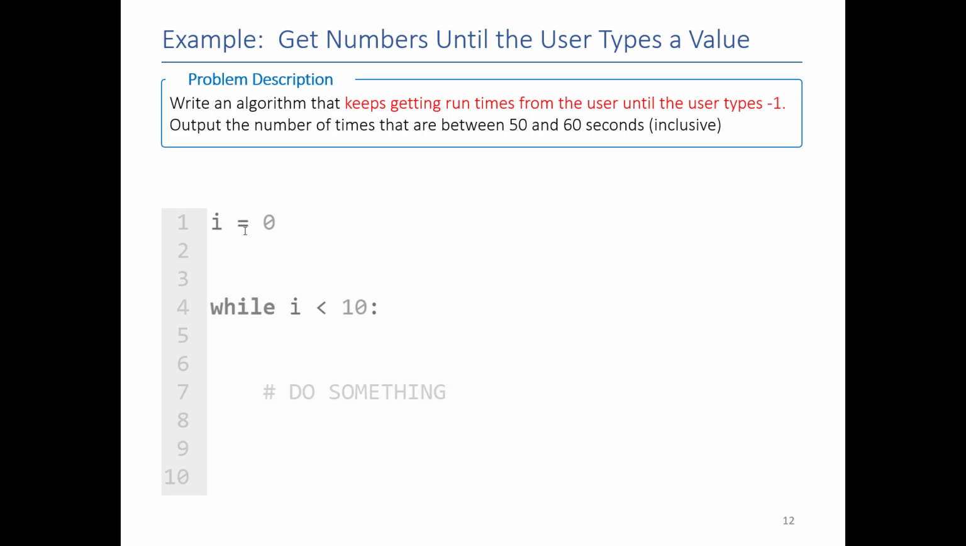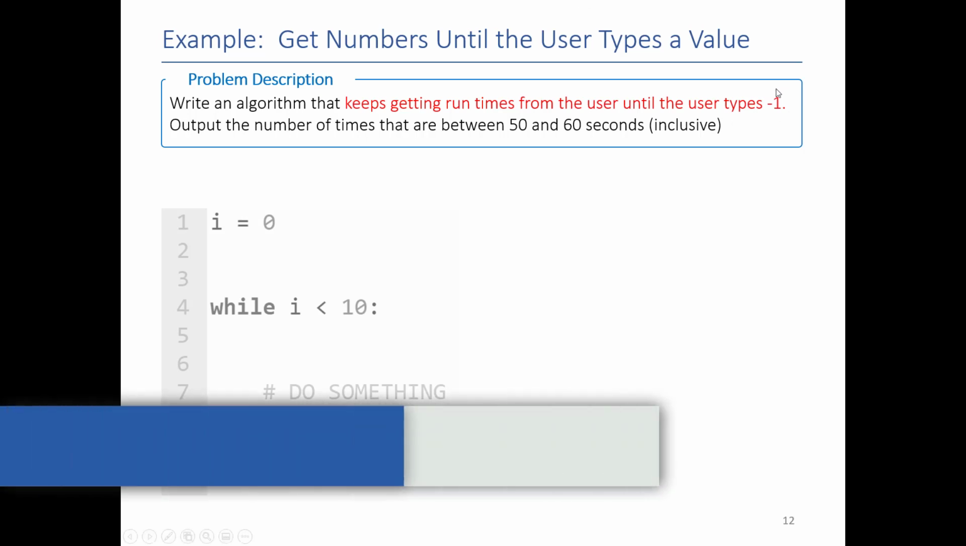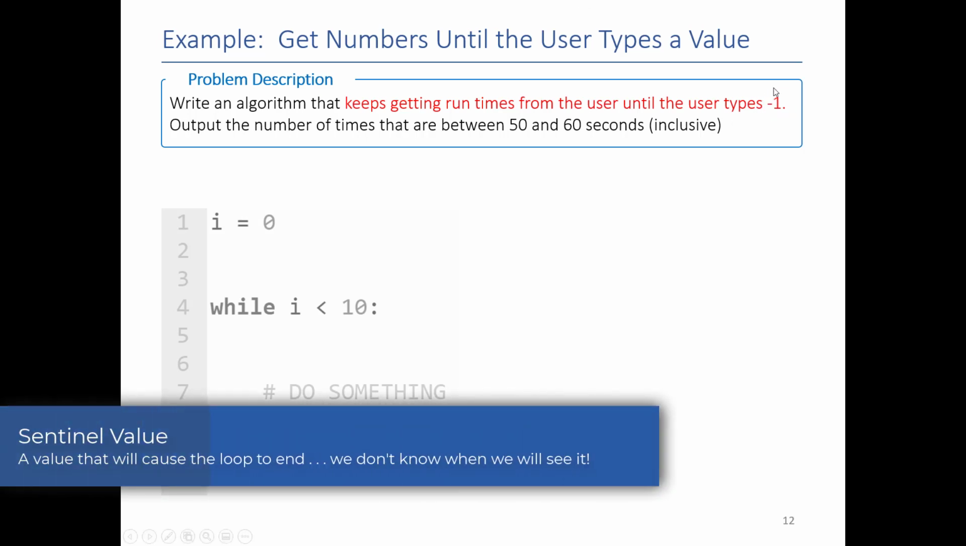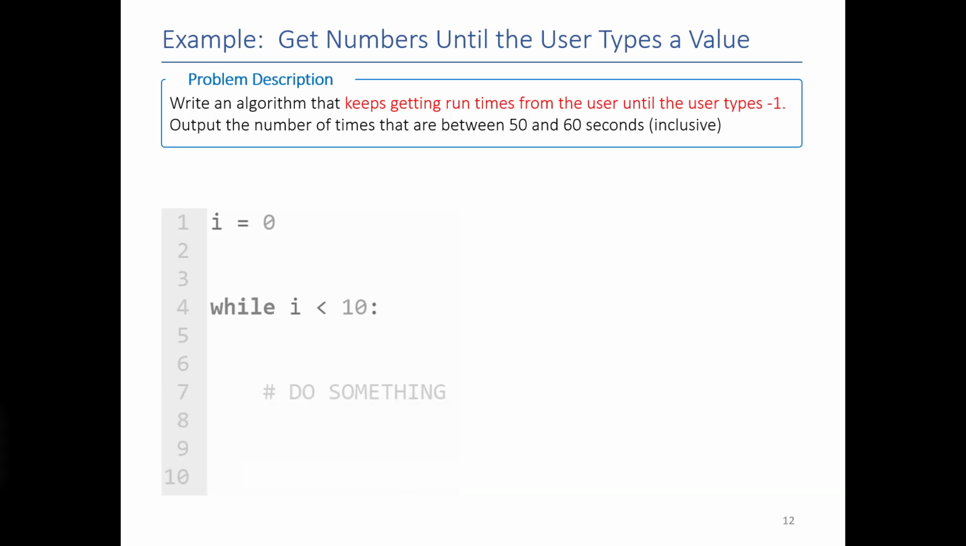Alright, in this problem, we're going to write a program that keeps getting run times from the user until the user types -1. Oh man. Okay, so this one is a little bit different. This one has what we call a sentinel value. A sentinel value is simply a value that we are on the lookout for. So we will keep looping until we see the sentinel value appear, and then we will quit the loop.